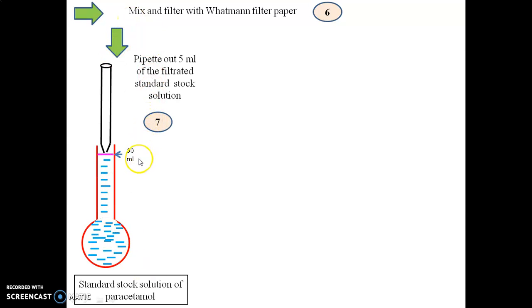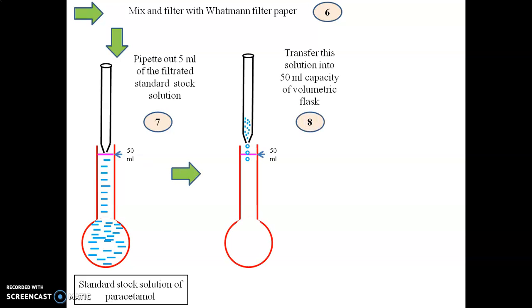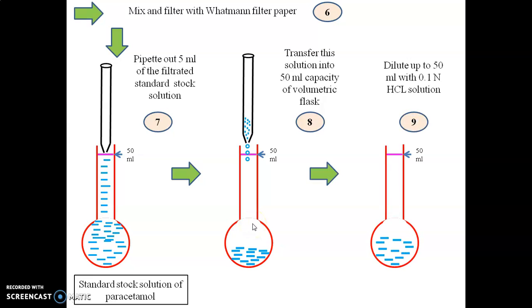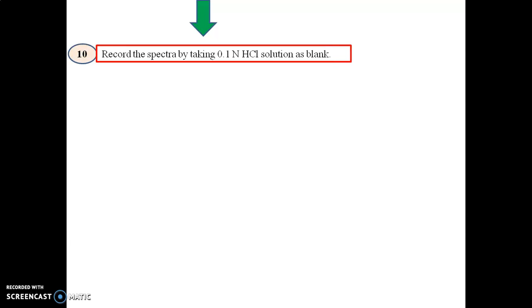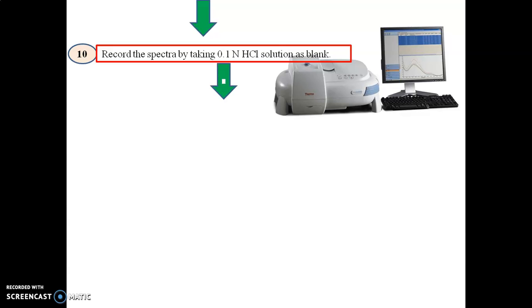Then pipette out 5 ml from the filtered standard stock solution and transfer it into a 50 ml volumetric flask. After that, dilute up to 50 ml with 0.1 normal HCl solution. So this is the final dilution of the standard paracetamol solution, and make a label on the same volumetric flask to avoid any confusion. After that, record the spectra by taking 0.1 normal HCl solution as a blank.